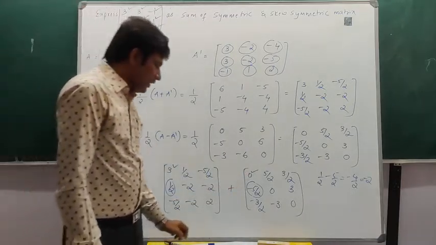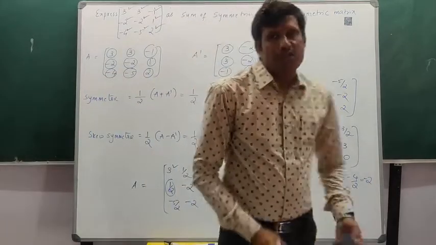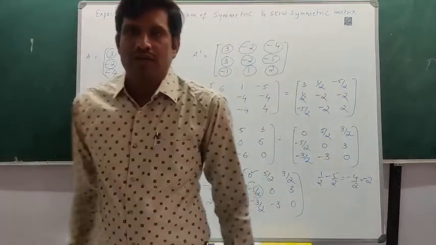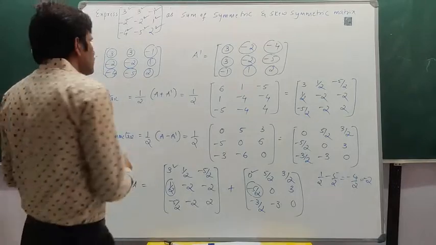Right? So any square matrix, we can represent it as the sum of a symmetric and a skew symmetric matrix. So now we'll solve one more.